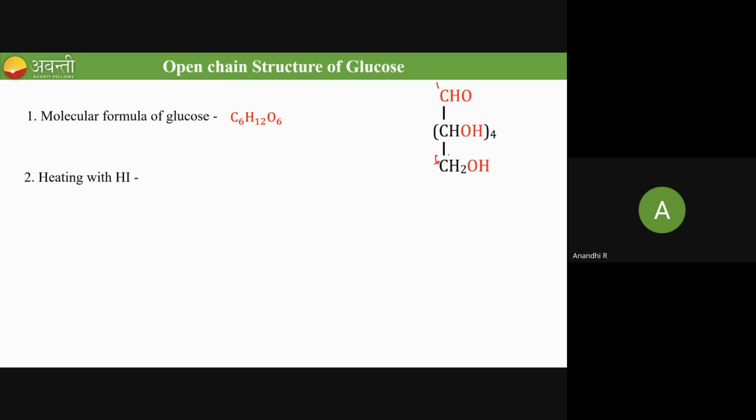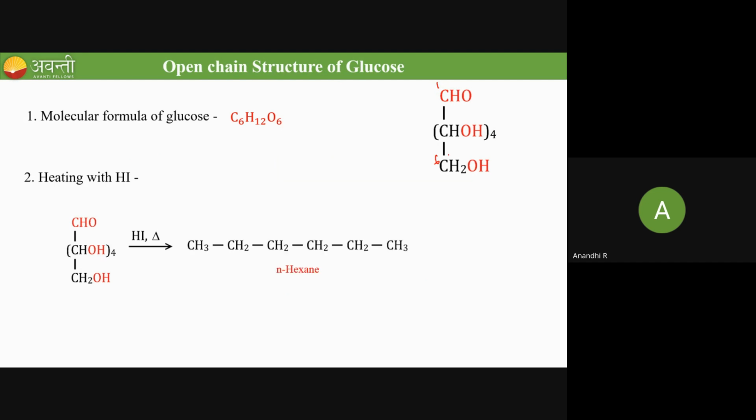And now we are going to see some chemical reactions of glucose. The reactions which we are going to see now are very important, so concentrate more on them. The first reaction is the reaction of glucose with HI, hydrogen iodide. We are taking the glucose molecule, treating it with hydrogen iodide, and we are going to heat it.